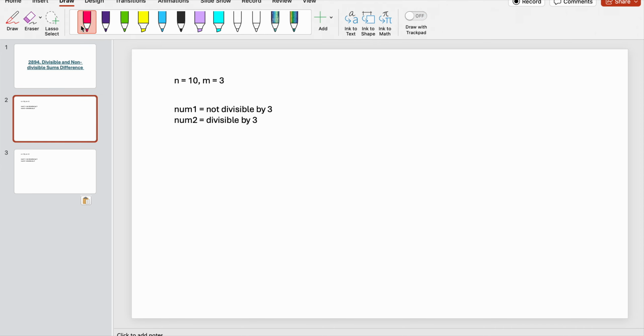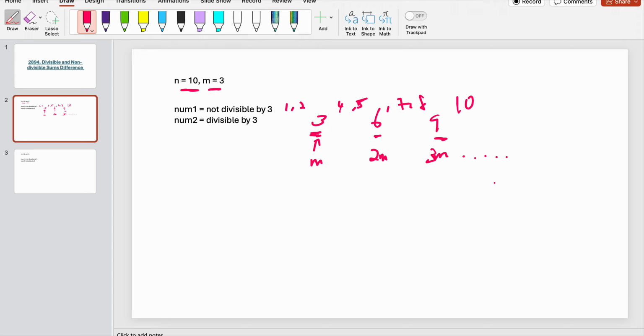First we can notice the pattern. Let's say n equals 10 and m is 3. From 1 to 10, not divisible by 3 will be 1, 2; divisible by 3 will be 3; then 4, 5; then 6; then 7, 8; and then 9 and 10. Notice what this represents: the first one is m, the second time we encounter this is 2 times m, which is 2 times 3, and then 3m, and then it goes up.